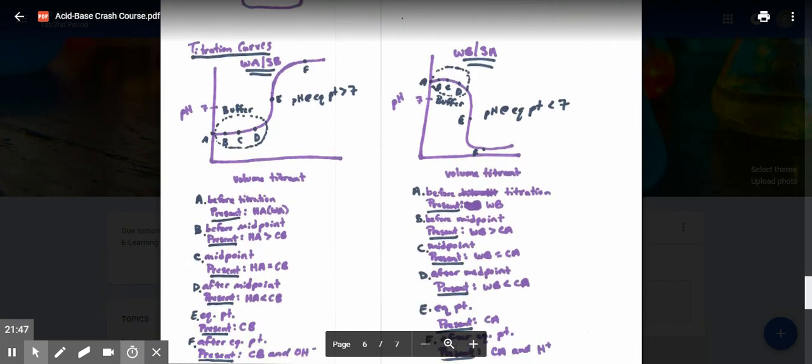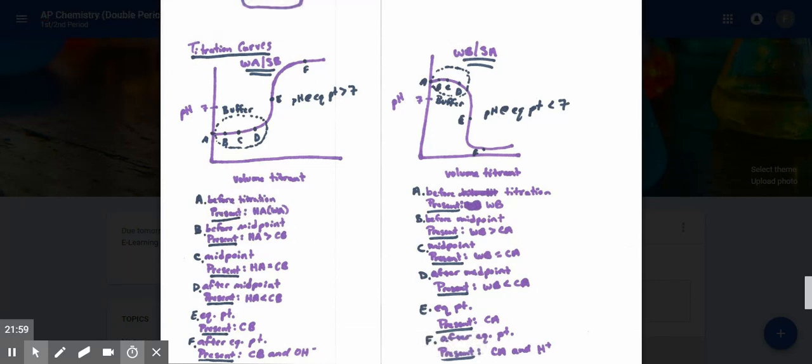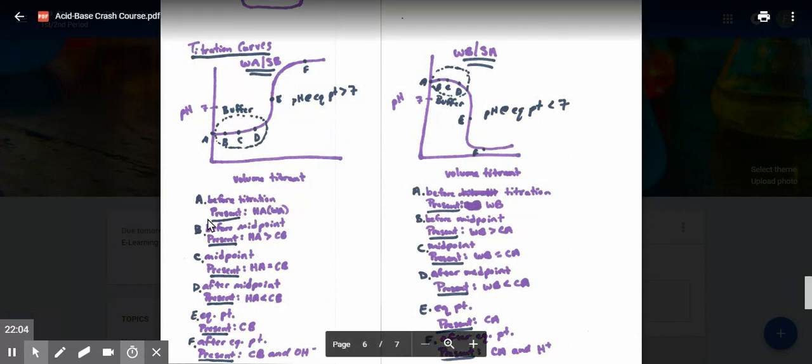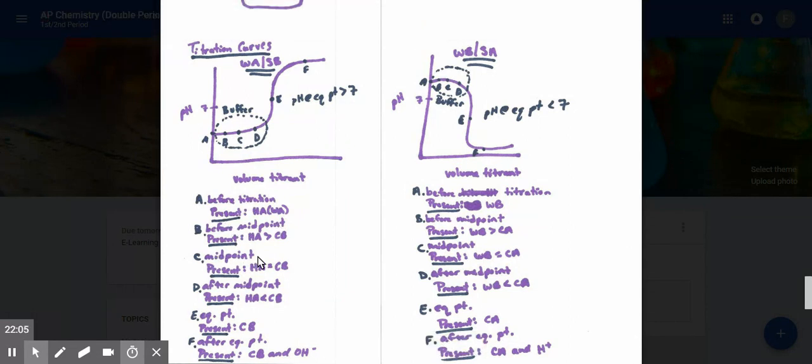I feel like we're pretty good on titration curves. We've been doing a lot of practice. So this is a weak acid, strong base titration curve. This is a weak base, strong acid titration curve. You see here all the different points, and you have your graphic organizer that goes along with this as well. So you have before the titration, before the midpoint, midpoint, after the midpoint, equivalence point, after the equivalence point.